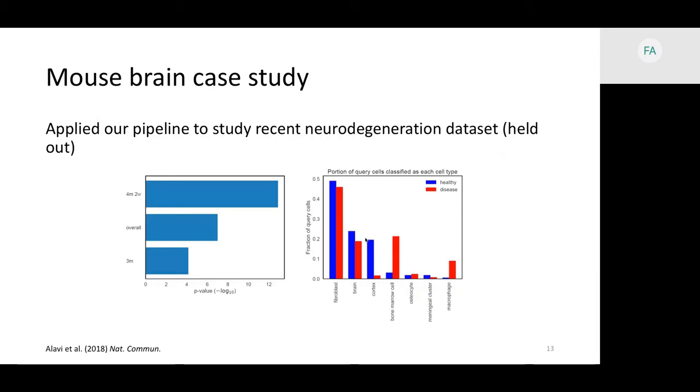So we were able to recapitulate the results they found in that original study, and we also did some analysis using the differential expression that we also had, and we found some genes that they found, and we also found some additional ones that were relevant for the immune response that they were finding.